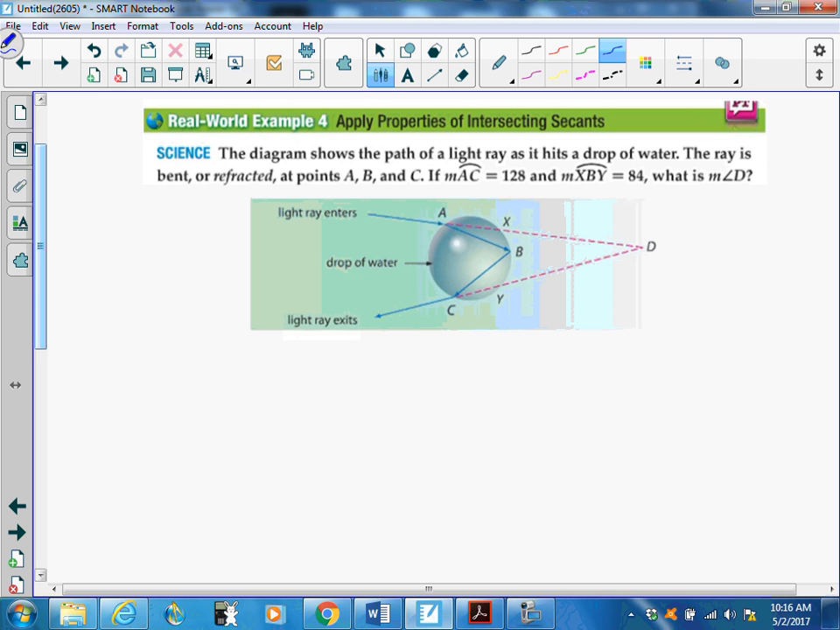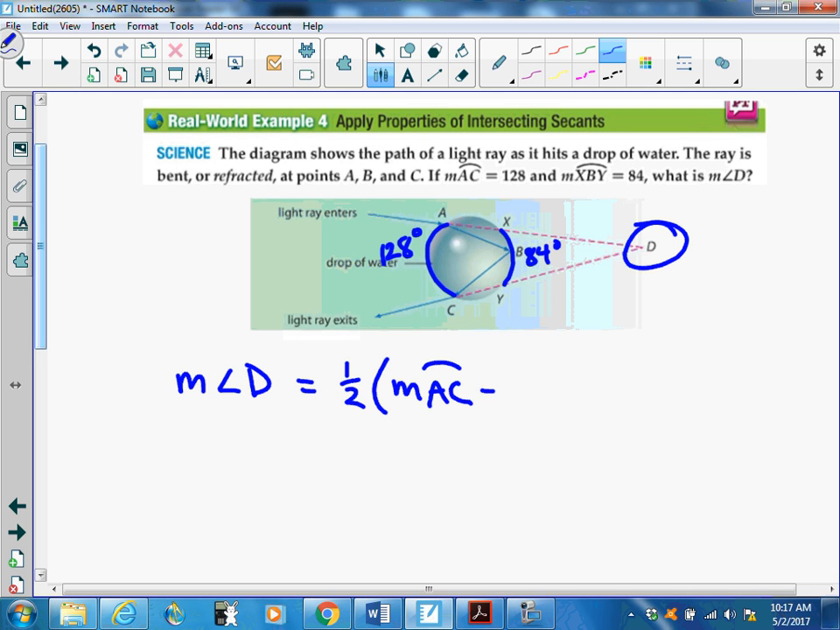It says if the measure of arc AC, so here's arc AC, is 128 degrees, and the measure of arc XBY, which is this little guy, is 84 degrees, we want to find the measure of angle D. So this is really the same problem, they just put it in application form. The measure of the intersection on the outside, which is angle D, is equal to 1/2 the difference of the arcs it's created. So the measure of arc AC minus the measure of arc XBY.